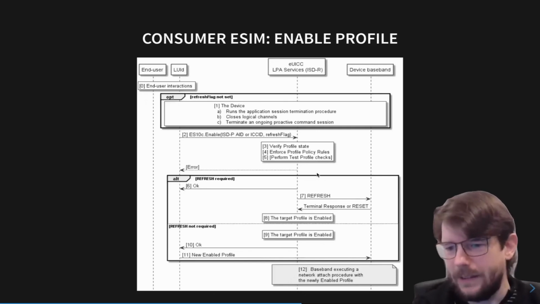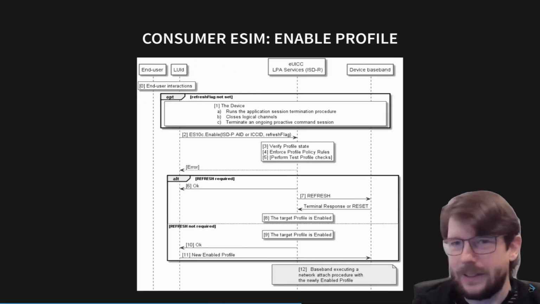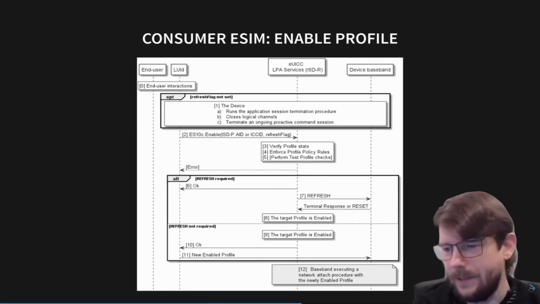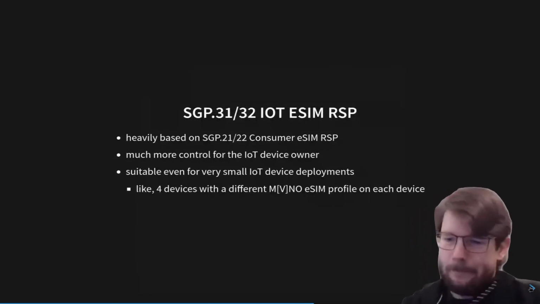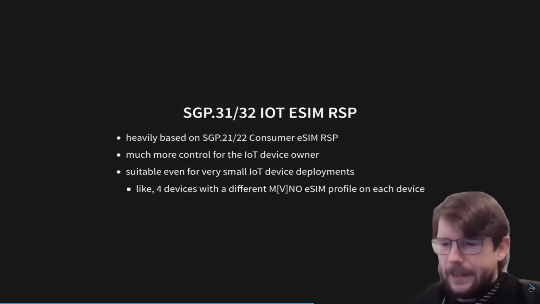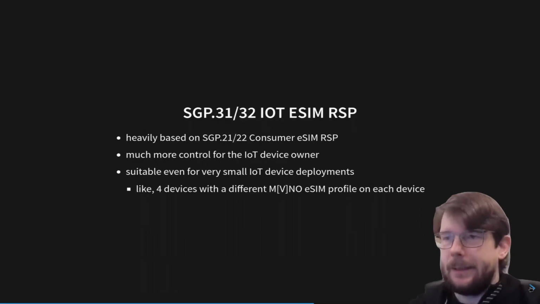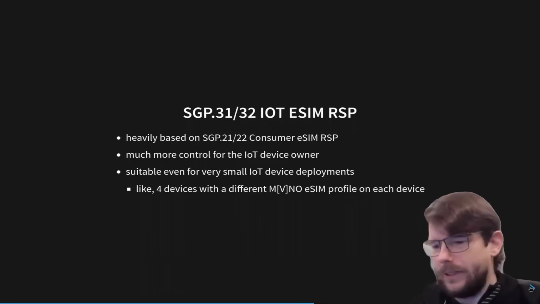But again, it's all entirely local, and the decision of what profile to enable or not is made by the local user in front of the device. I'm focusing on that to contrast it with the IoT eUICC, to which we get now. So that IoT eSIM RSP, remote SIM provisioning, is heavily based on the consumer system, and it provides more control for the IoT device owner.